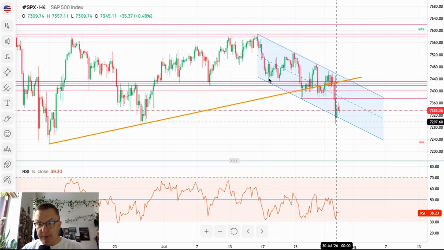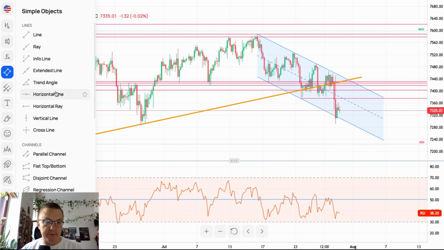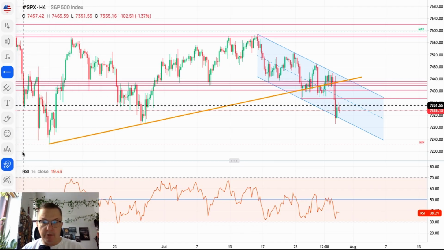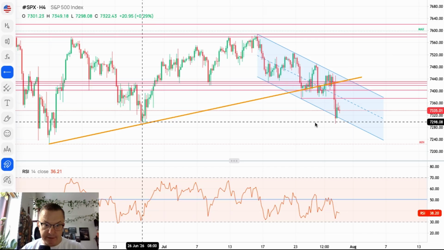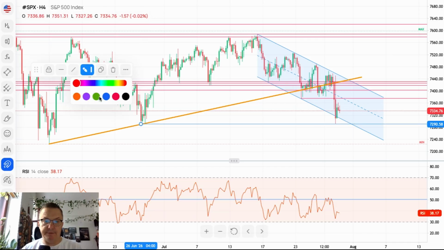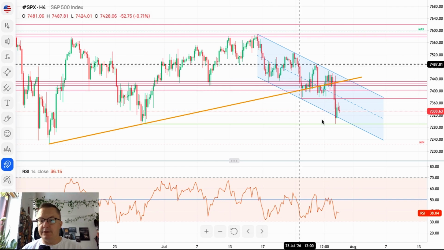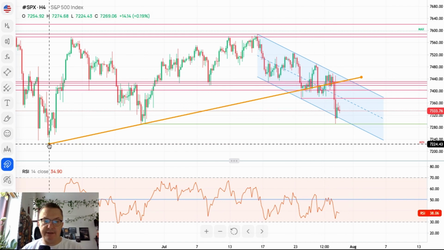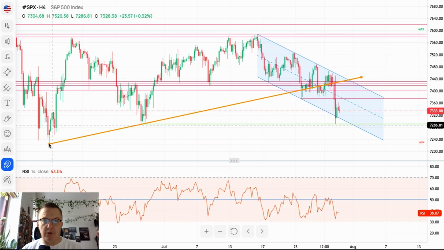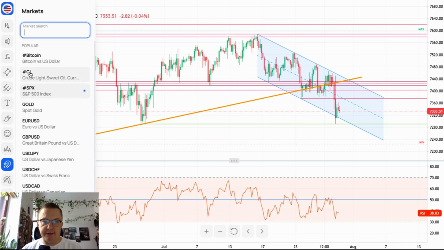We bounced a little bit from the border, the lower channel line. So that's the border. Nevertheless, please look at this. That's the technical support that we bounce from, 7,290. Right, so any breakout out of the channel is very bearish. Next target 7,224. Bearish situation on the S&P 500.